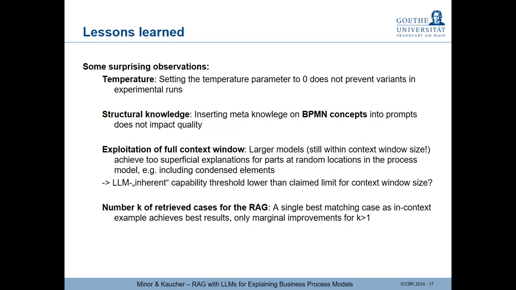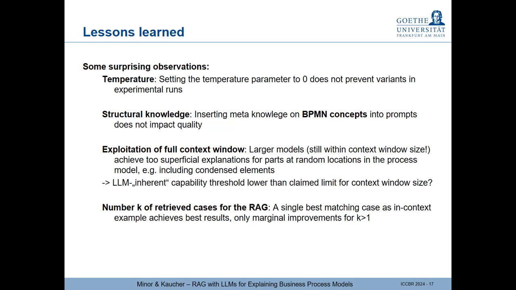At random locations in the process model, some elements have been condensed, for instance, into one explanatory sentence, which is not very beneficial for users who want to receive an explanation for the process model step by step. That means there seems to be a capability threshold that is lower than the official context window size.